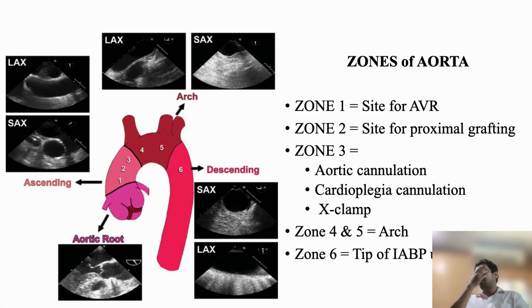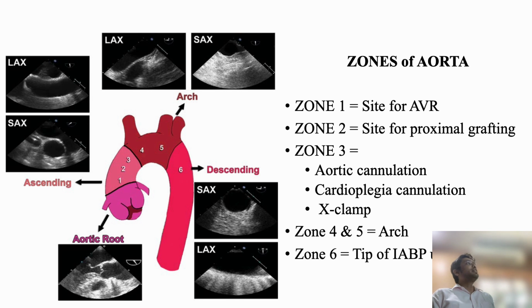So before going on to the aorta, there is a very important thing that we should discuss: the zones of the aorta. There are 6 zones of the aorta. We can see in the picture, this is zone 1, zone 2 and zone 3. Up to zone 3 is the ascending aorta, zone 4 and zone 5 is the arch, and zone 6 is the descending aorta.